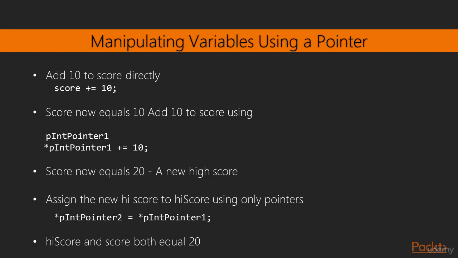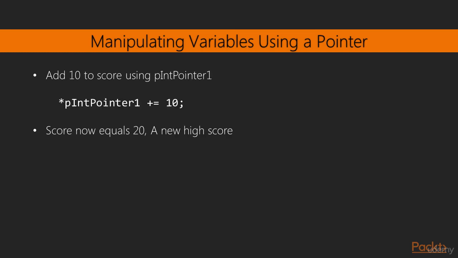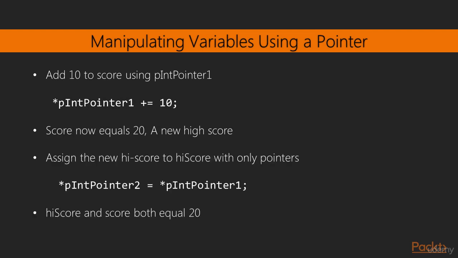Then we see that by using the dereference operator on a pointer, we can access the value stored at the address they point to. This code actually changed the value stored by the variable pointed to by pIntPointer1. The last part dereferences both of the pointers to assign the value pointed to by pIntPointer1 as the value pointed to by pIntPointer2. Both score and highScore are now equal to 20.